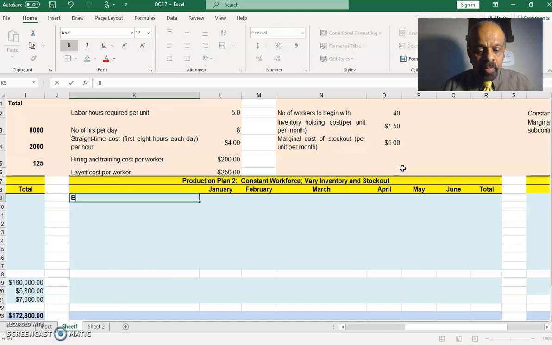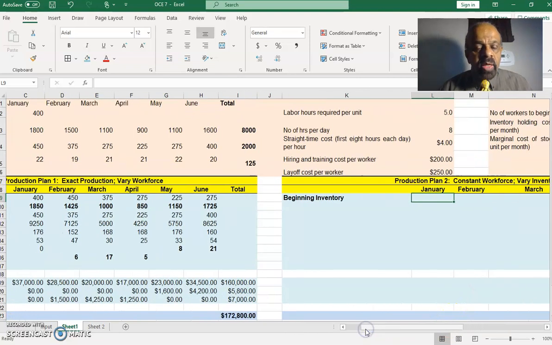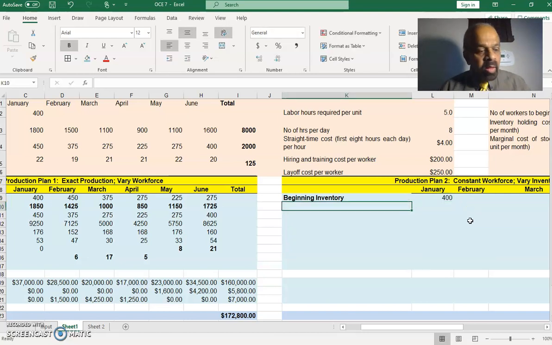So I'm going to start with beginning inventory. My beginning inventory for January is given, right? Which is 400. Remember we talked about it in the last production plan? So that is going to be this 400. So we have 400 as my beginning inventory. Once I have the beginning inventory, I can move on to calculating the different things for January.